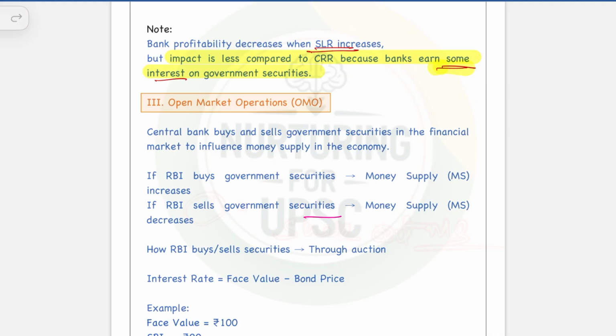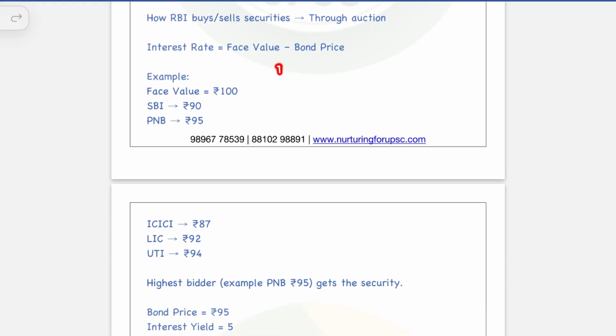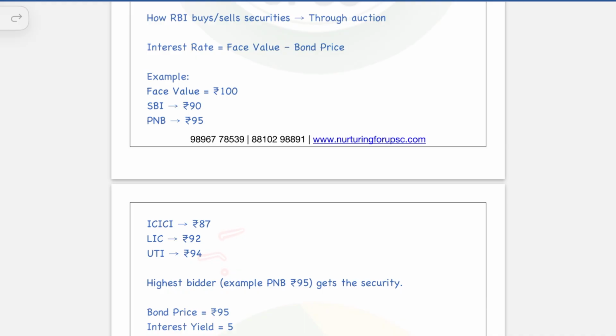And it is generally done through an auction. How is it done? Let's say the RBI wants to sell a bond of 100 rupees face value. What would the RBI do? The RBI would put it in the auction, and different players would bid for it, and the highest bidder would get the security, which is, let's say, at 95 rupees. And that's how it works.